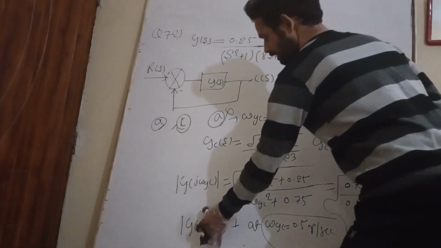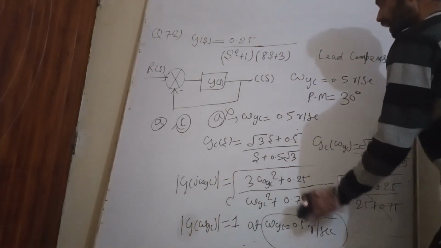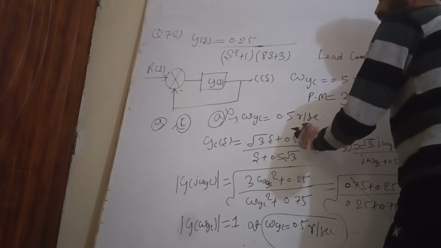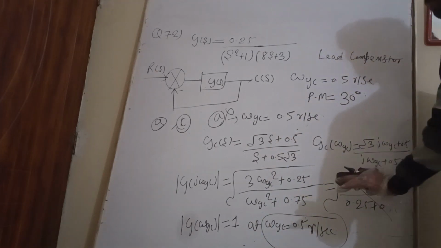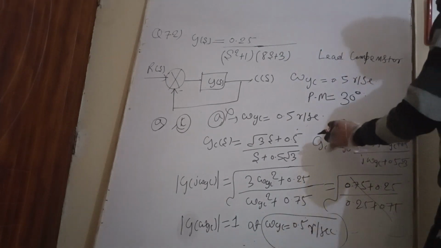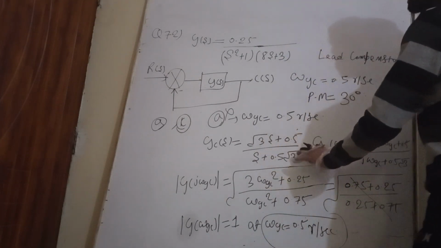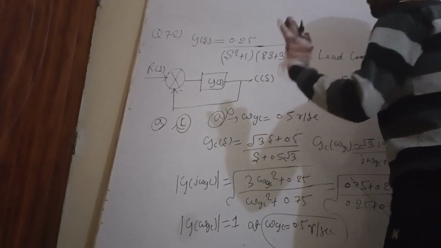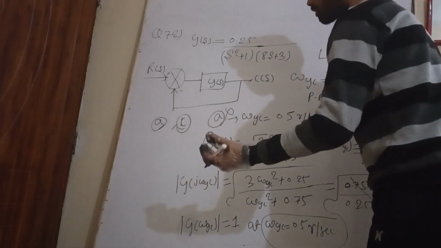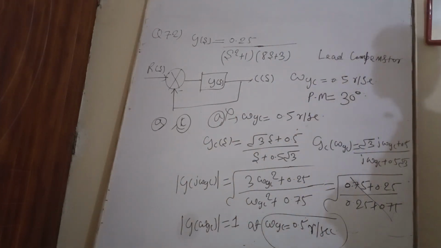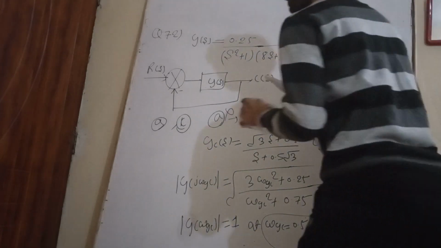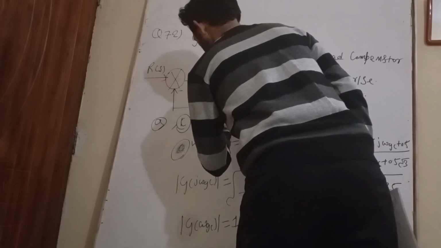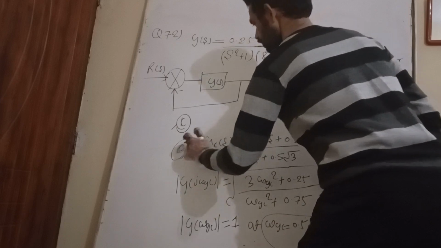Here we are getting the magnitude equal to 1, and this is also a lead compensator, because here b is greater than a. The pole is greater than the zero, which means lead compensator. If the zero is greater than the pole, it is a lag compensator. Hence we can say that option C is correct.